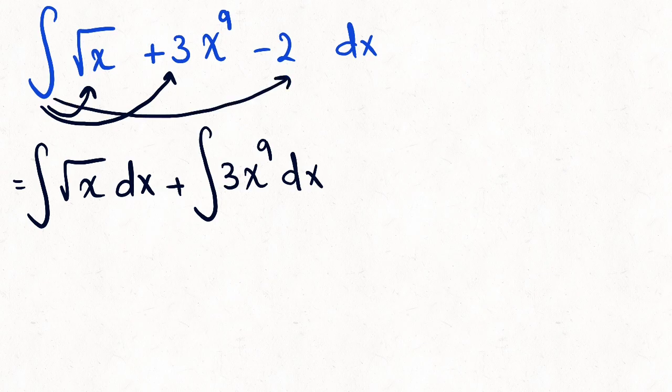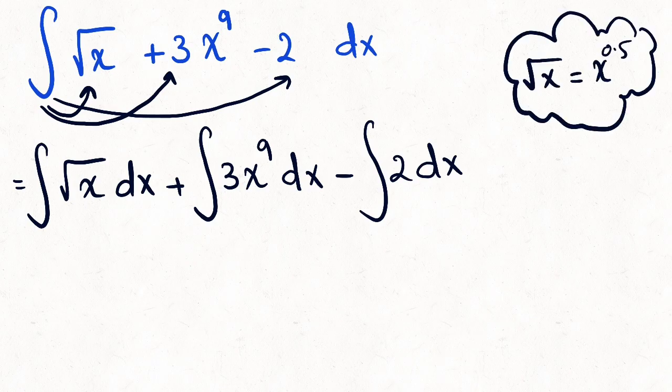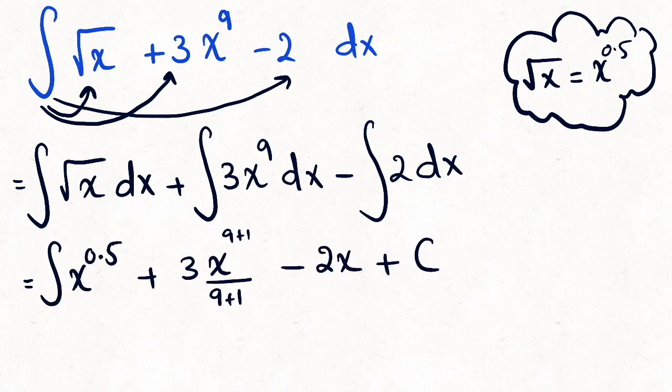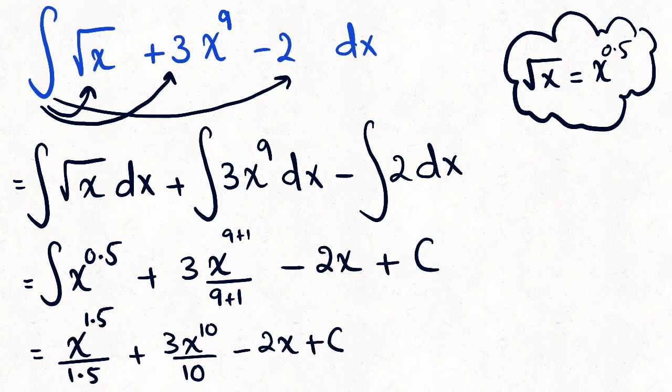Now the integration of radical x is basically the integration of x to the power 0.5. Thus the answer should be x to the power 0.5 divided by 0.5 plus 1. Now we move to the integration of 3x to the power 9, and the answer is 3x to the power 10 divided by 10. And the integration of 2 dx is simply 2x, and we don't forget to add c at the end because we are dealing with an indefinite integral.